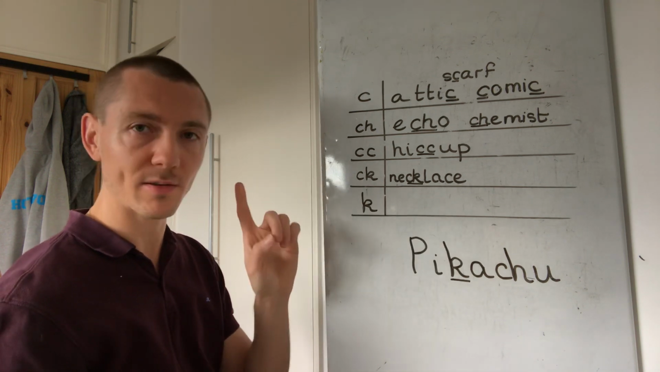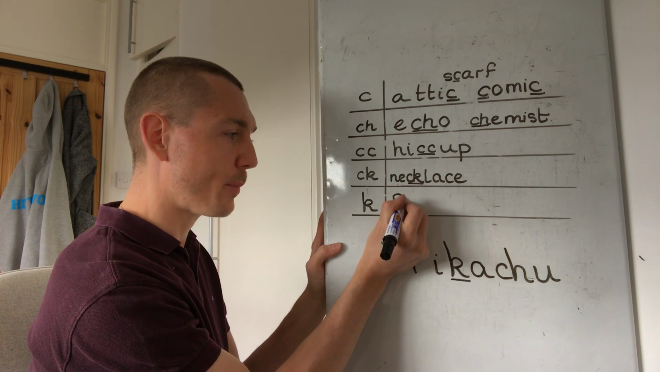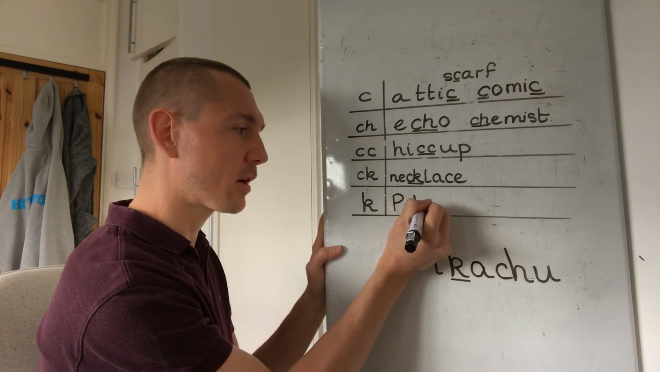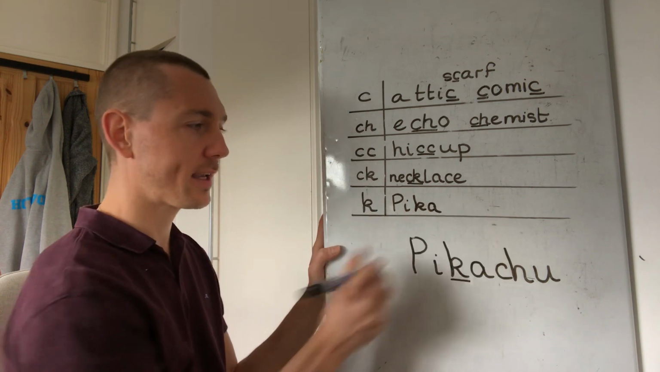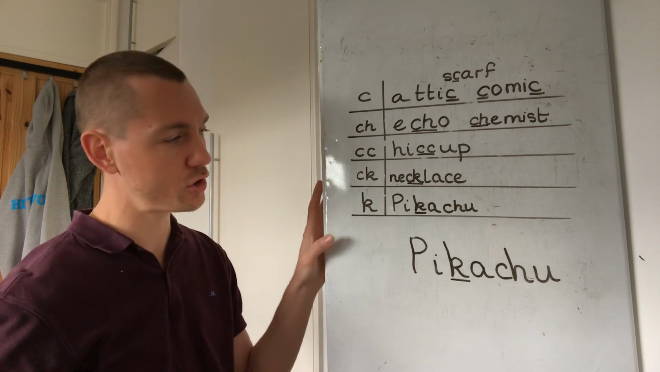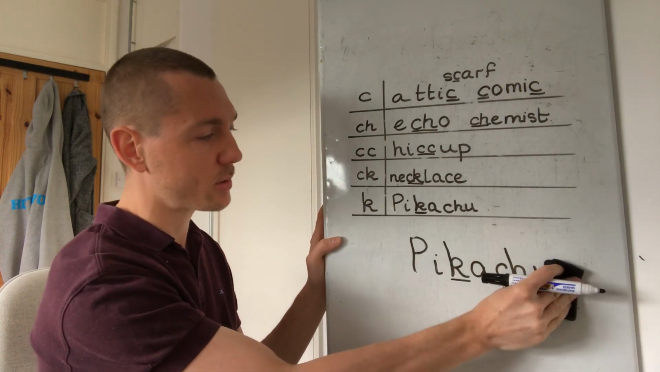And we can say the sounds, 1 syllable. Say the syllables one at a time. P, E, P, K, A, Ka, Ch, U, Chew. Pikachu, Pikachu.